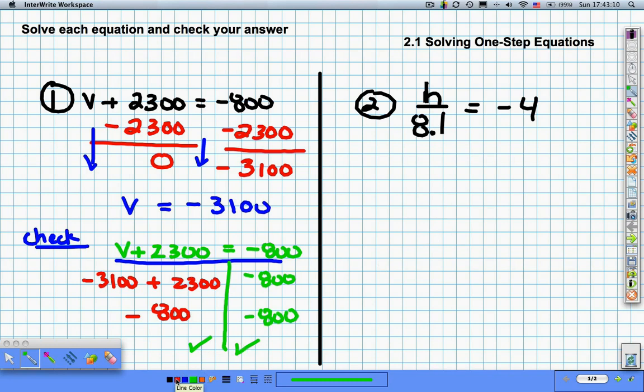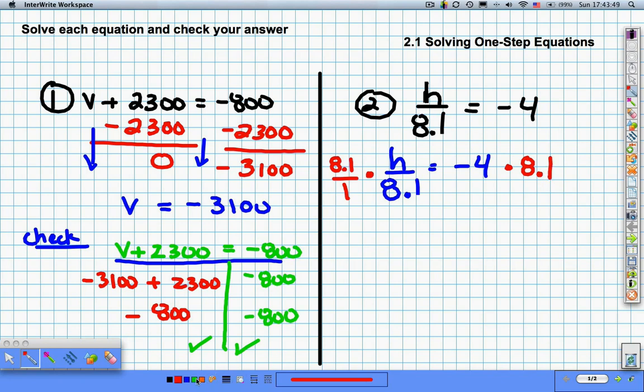So now let's hop over onto this question over here. Now we have a different situation. We have our variable, which is h, divided by our constant. So as we also learned today, the way we can undo division is by multiplying by its reciprocal. So I'm going to go ahead and rewrite this problem real quick right here. Now when we multiply by the reciprocal, we can see this is just a 1 over 8.1. So when I multiply that, the reciprocal would be 8.1 over 1. But I have to do it to both sides to balance my equation out.